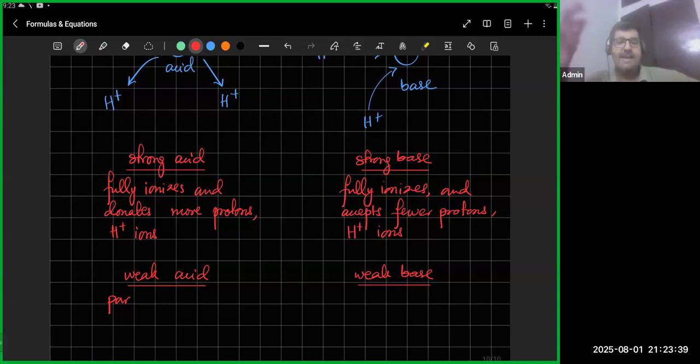ठीक है? जैसा lemons है ना, lemons के अंदर क्या होता है? There's already water inside it, right? So lemon के अंदर जो भी acid होगा, which is citric acid, which you drink, ठीक है? उसके अंदर it has already ionized.